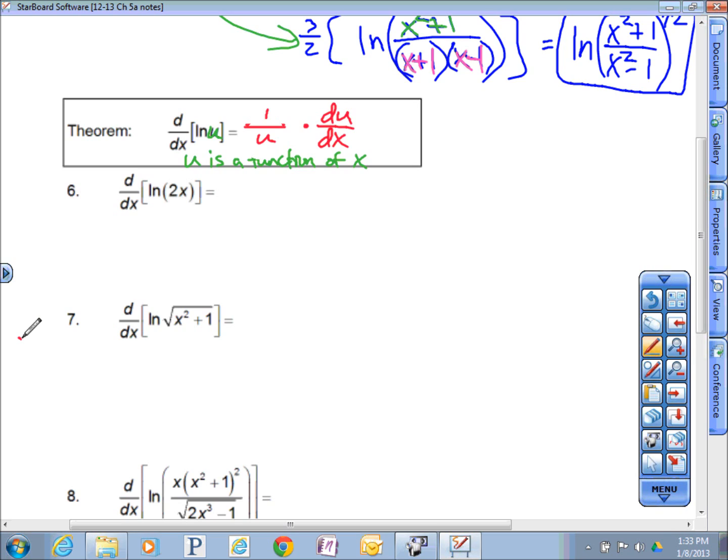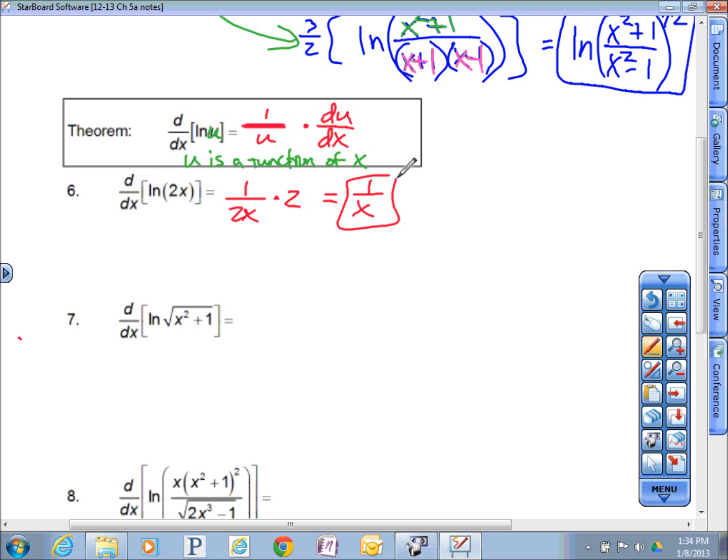So logs are really kind of nice. We go to take that derivative, 1 over what I'm taking the log of times the derivative of what I'm taking the log of. So looking at problem 6, looks like we have 2x going on right there that we're taking the log of. So this derivative, 1 over 2x times the derivative of 2x, which is 2. Clean it up. There's my derivative. Kind of a nice one, not too bad.